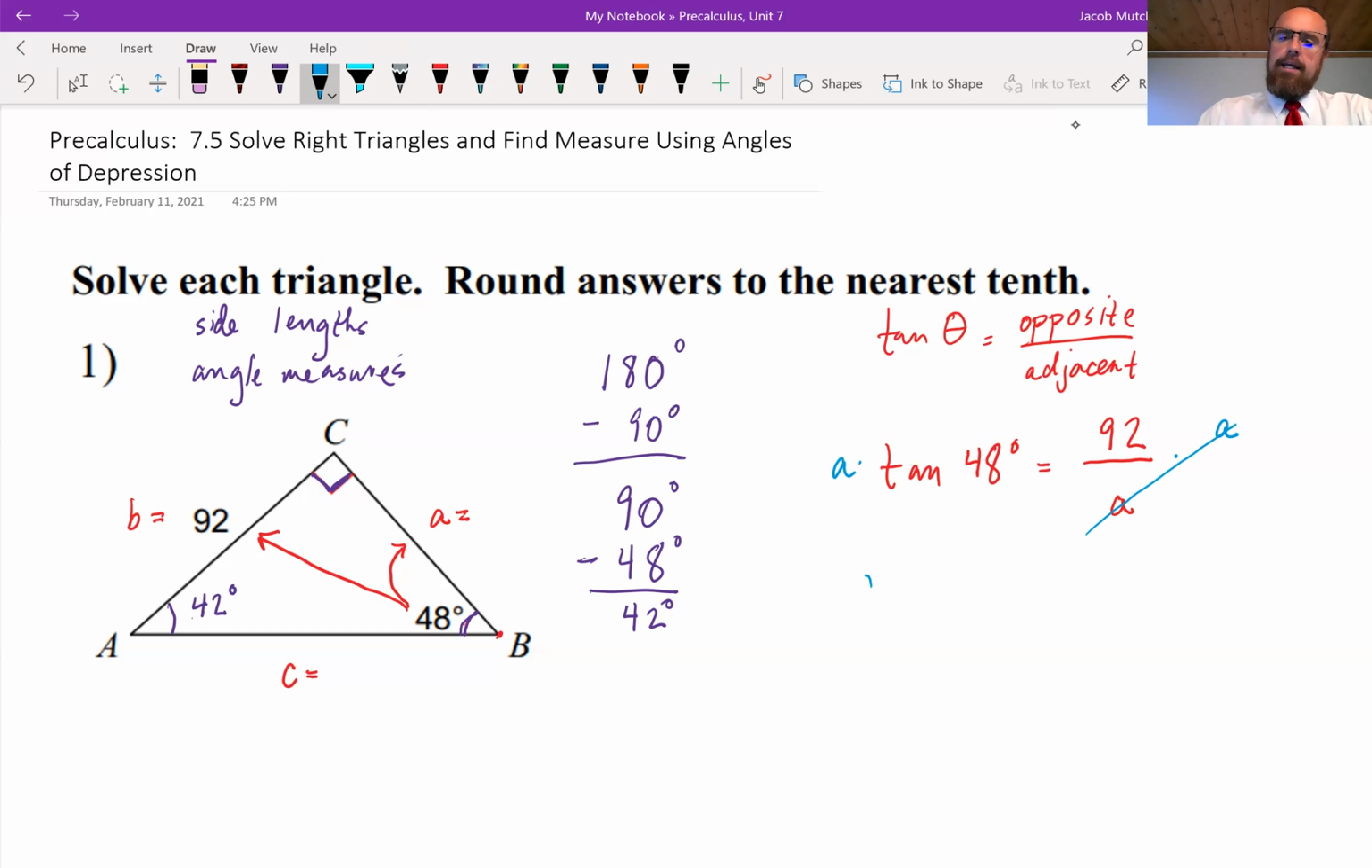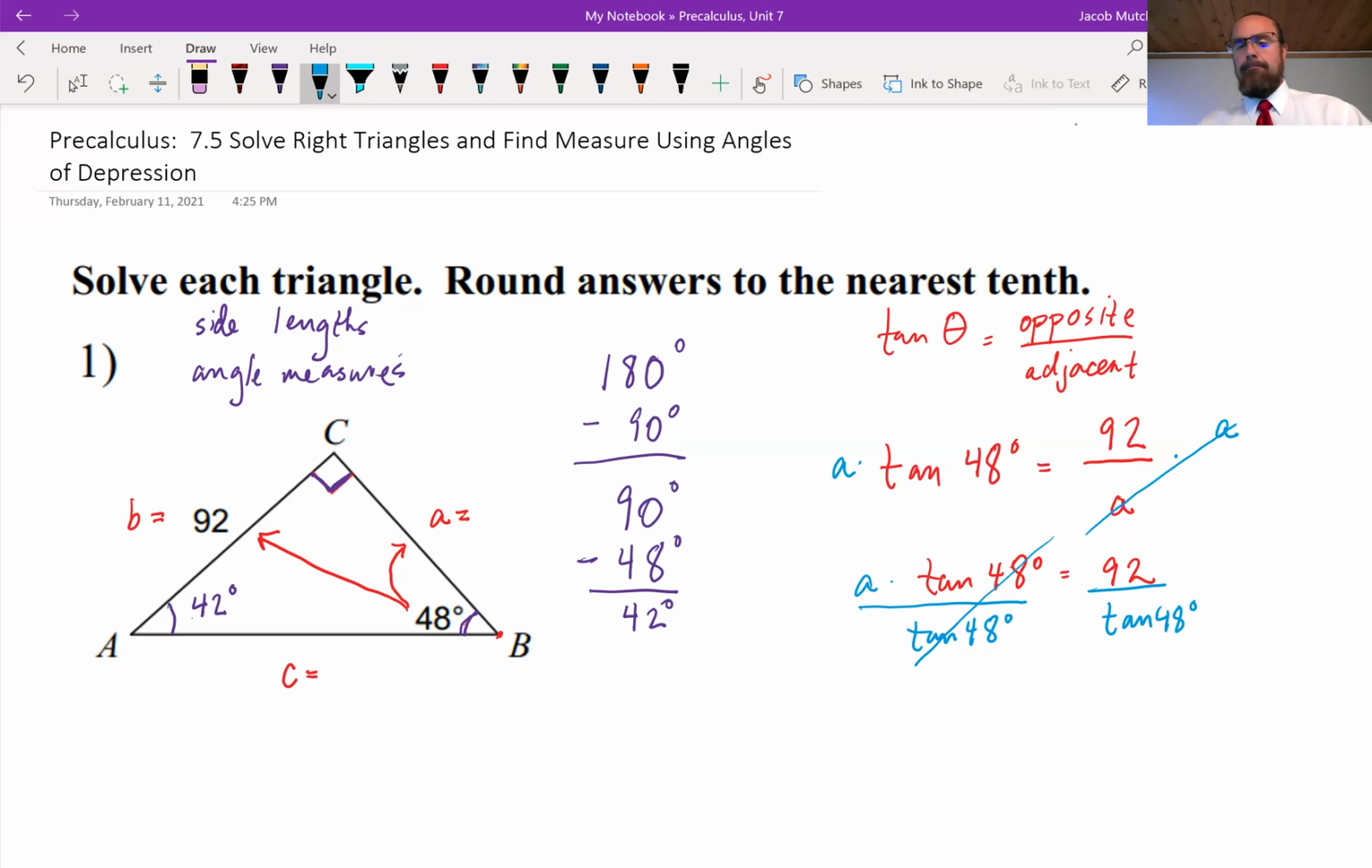So at that point, I've got a times tangent of 48 degrees equals 92. At that point, to solve for a, I'm going to divide by tangent of 48. Remember, that's a value, that's a number. It'll cancel there on the left side and show up there underneath 92 in a fraction. And that's going to give me my missing side length a. So once I've got that, I just want to take 92 divided by tangent of 48. And I'm going to calculate that on Desmos.